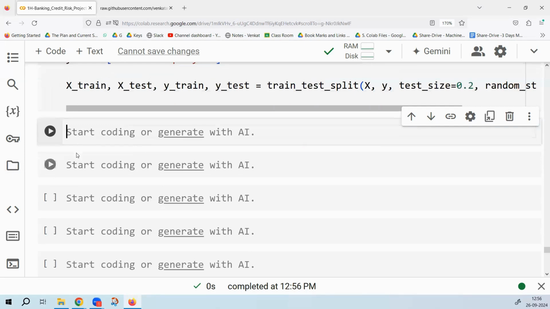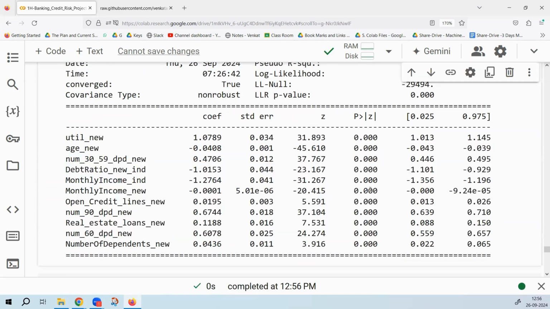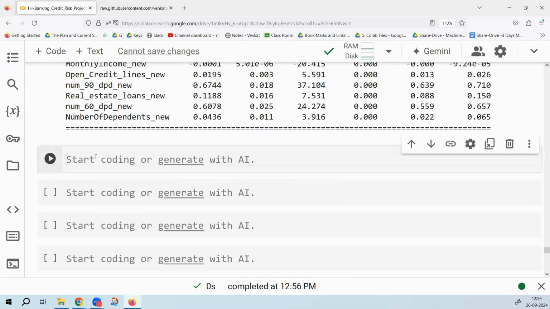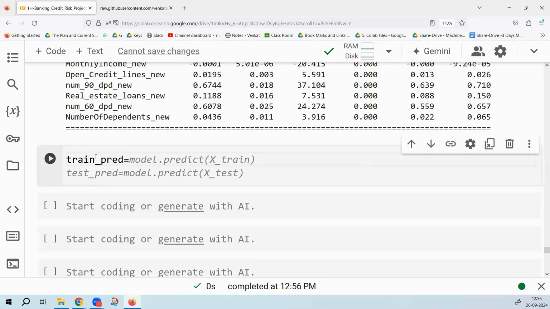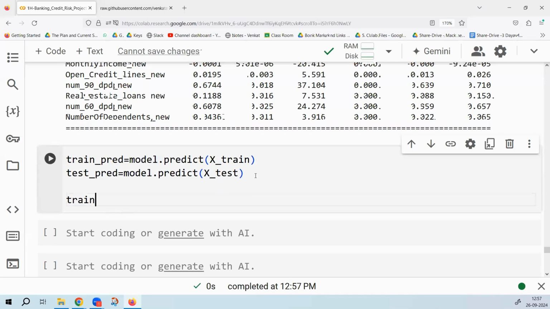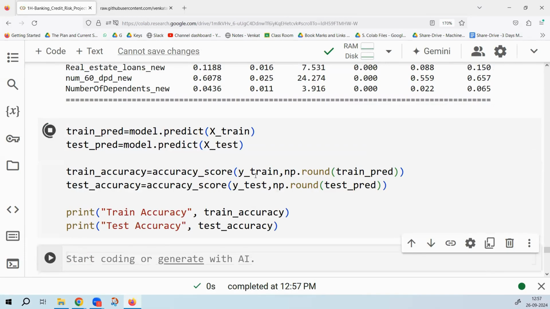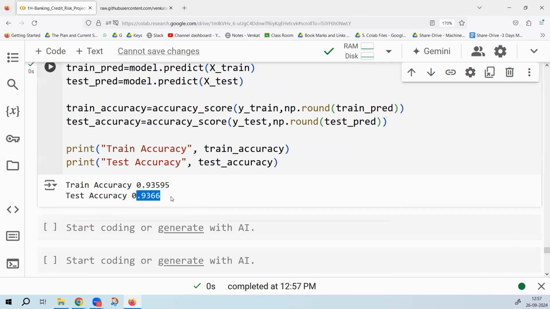Now I'm ready to build my model. My final model will look like this. My model equal to SM dot this one. This is the model summary. All the variables are impactful. There is no variable which is having more than 0.05 p-value. Now let me look at the train accuracy, test accuracy. Model dot predict, train predicted values, test predicted values are ready. Then train accuracy, test accuracy. Train accuracy 93%, test accuracy also 93.66%, which is looking good.